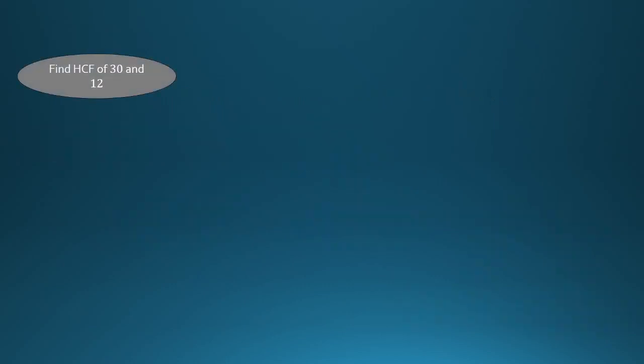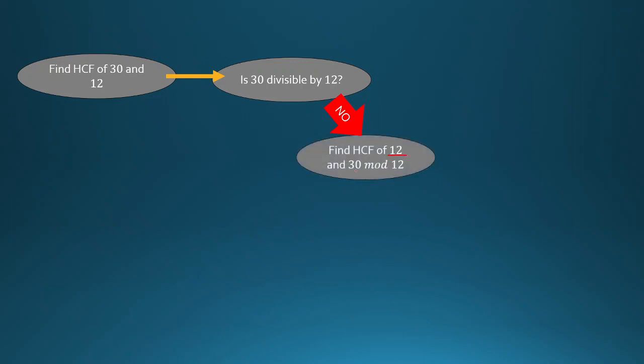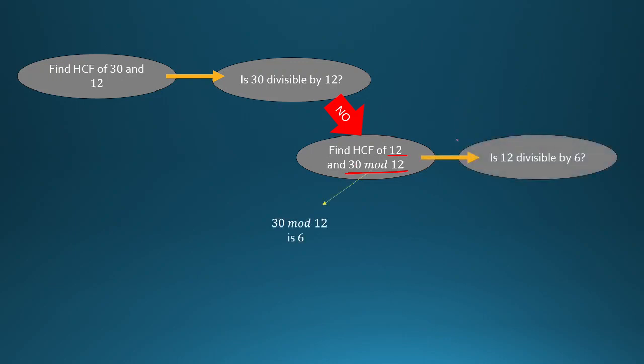So with numbers, it's very easy to see what he's saying. Suppose you have to find the HCF of 30 and 12, we did this before. So 30 and 12, you check, is 30 divisible by 12? No. So you will have to figure out the HCF of 12 and 30 mod 12. And how much is 30 mod 12? That is 6. So now you are figuring out the HCF of 12 and 6. So now you check if 12 is divisible by 6, and yes, so the HCF is 6.